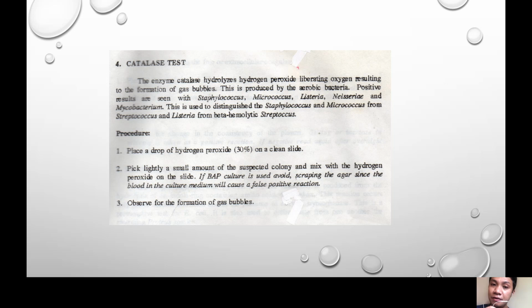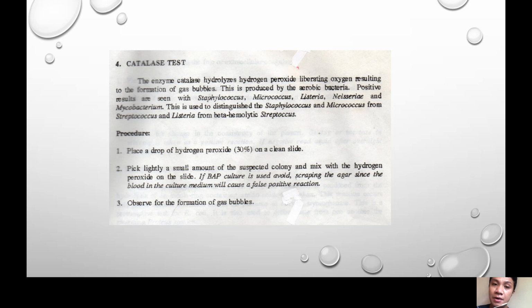Okay, for the procedure, you just have your slide and put a drop of 30% hydrogen peroxide, mix it with your bacterial inoculum, and observe for bubble formation. Bubble formation would be considered positive in your catalase test.